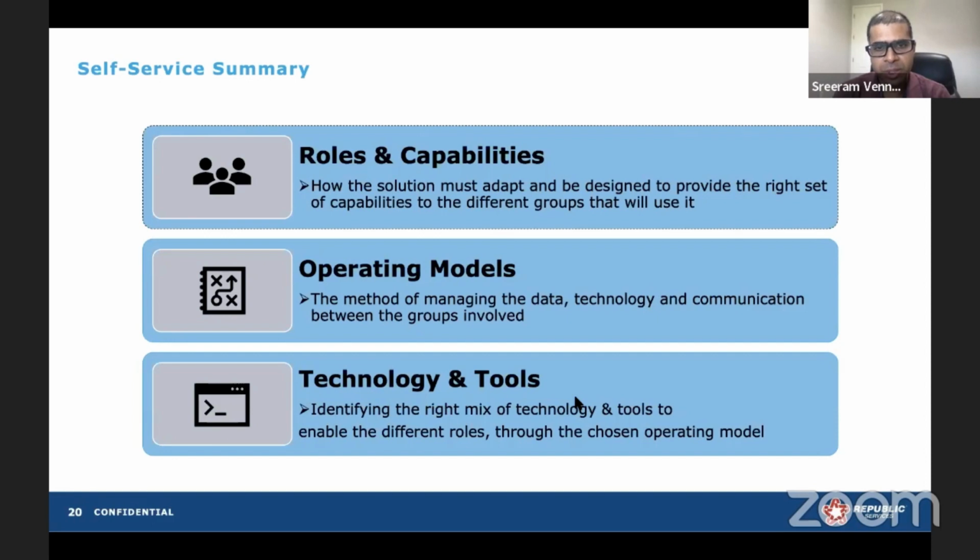The second one is operating model. So how do we enable self-service and make it successful is defined by the operating model. It talks about the overall ecosystem of self-service. It starts with data management, what technologies we use, and who within the organization has access to different aspects of self-service. And the third one is tools and technologies. What tools and technologies are needed for making self-service successful. So these are the three key aspects of self-service that we are working on.